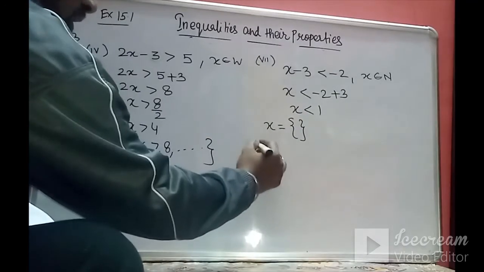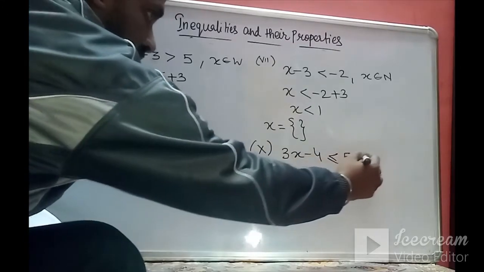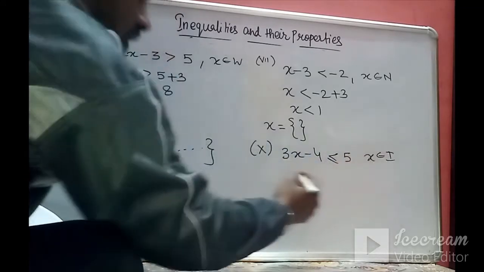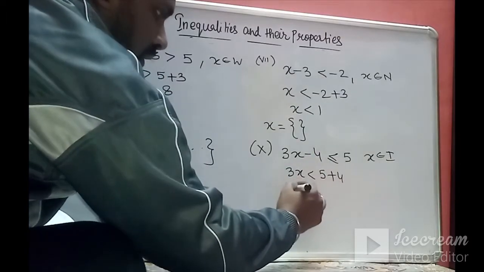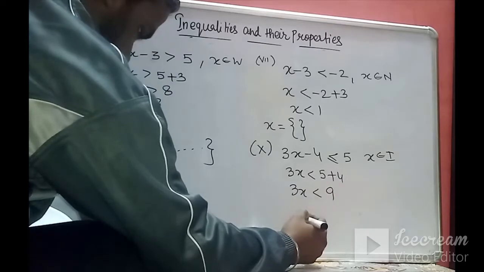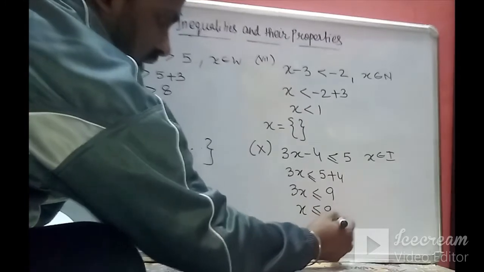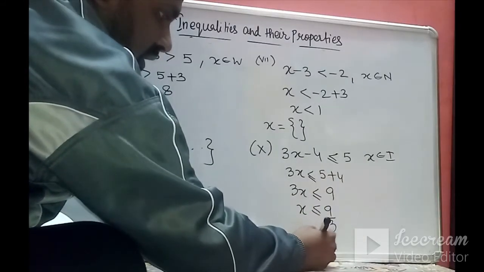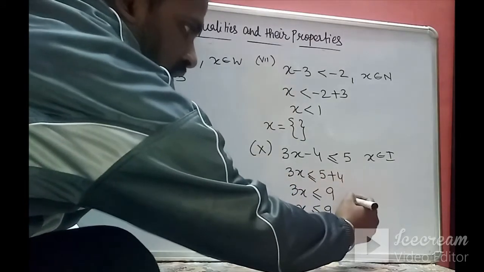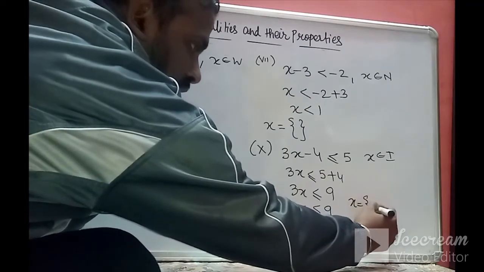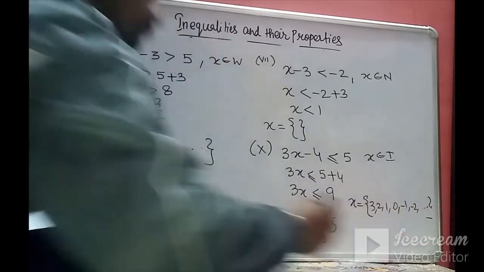Then suppose I take one more question: 3x minus 4 less than or equal to 5, and x belongs to integers. So it will be 3x less than or equal to 5 plus 4, the 4 will go there. So 3x less than or equal to 9, so I will get x less than or equal to 9 by 3, that is x less than or equal to 3. So all the integers which are less than or equal to 3 means x equal to 3, 2, 1, 0, minus 1, minus 2 and so on.